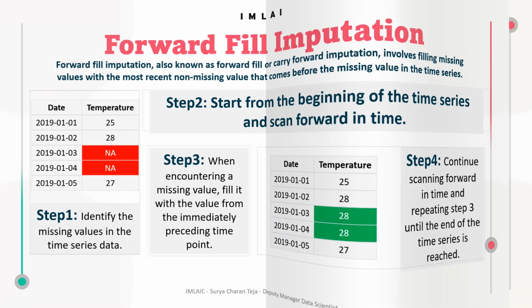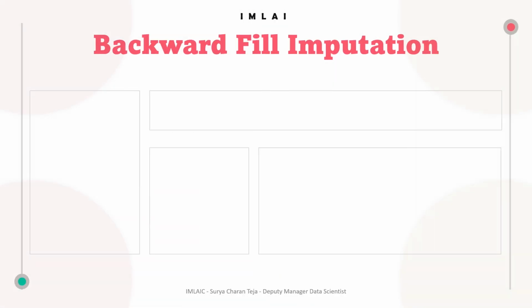Now let's look into the backward fill imputation. Backward fill imputation, also known as backward fill or carry backward imputation, involves filling missing values with the next non-missing value that comes after the missing value in the time series. I hope you got the point. It's slightly opposite to the forward fill imputation.